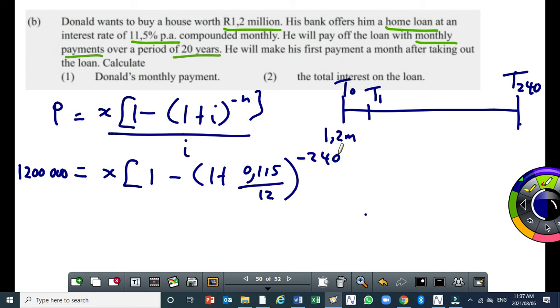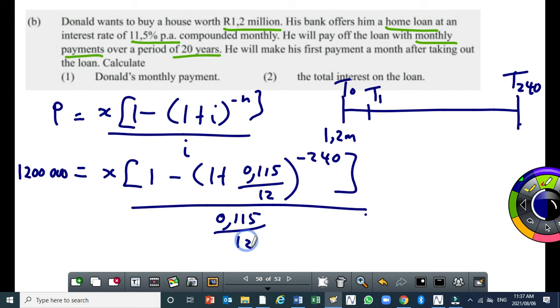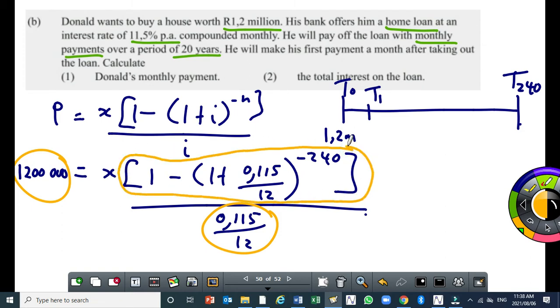But because we are dealing with the present value formula, don't forget to put the minus. Right? Then you close the bracket. This is all over 0.115 over 12. Right? Now, to get x, you have to know your equation: multiply this denominator by 1.2 million. Right? Are you following that? Then, that product, you divide it by what's inside the square bracket. Okay? And you can put that in the calculator straight away.